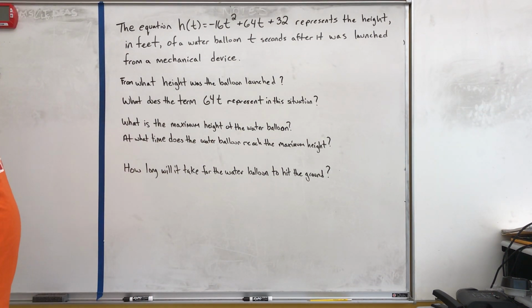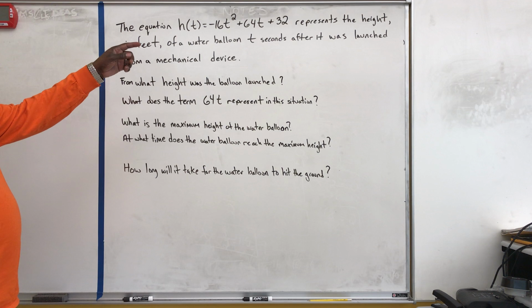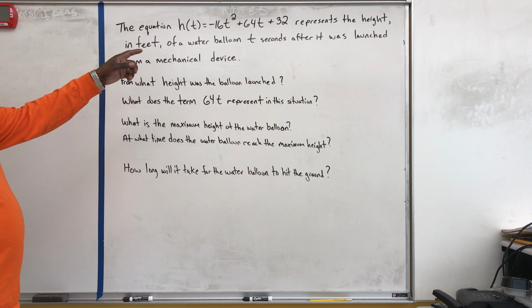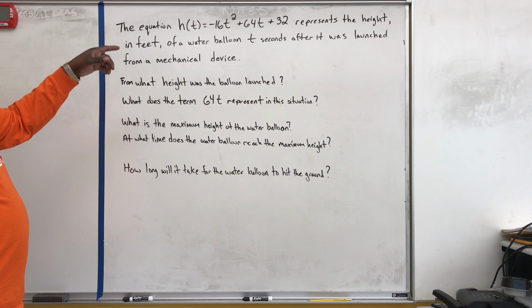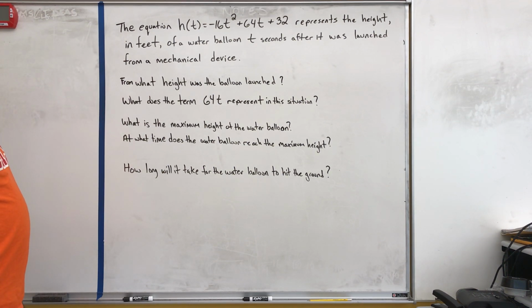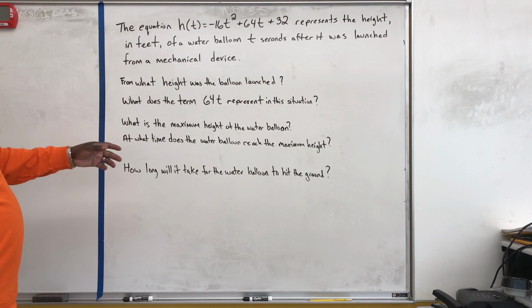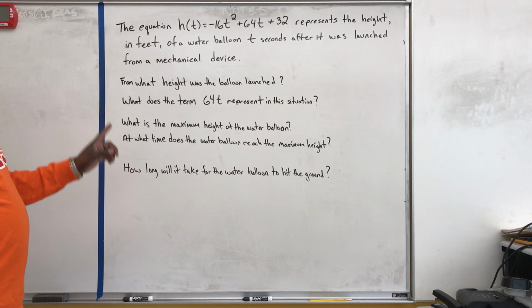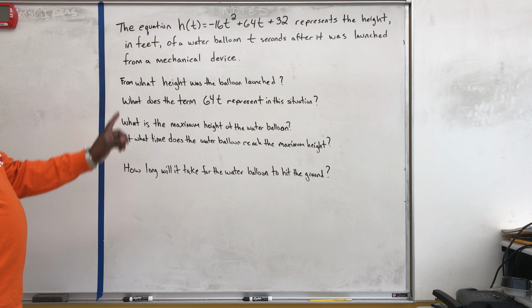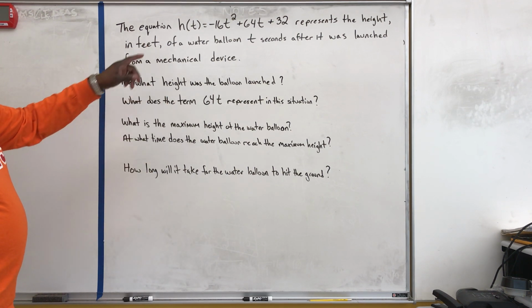So for the next series of questions, we're related to the problem that they gave us at the beginning, the prompt at the beginning, that says the equation h of t equals negative 16t squared plus 64t plus 32 represents the height in feet of a water balloon t seconds after it was launched from a mechanical device. So we have a projectile motion question here. It's quadratic because a projectile motion question is in the shape of a parabola. And so we have something that's quadratic.